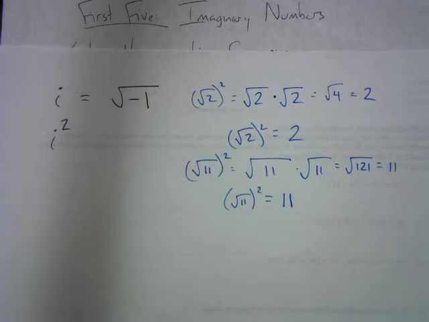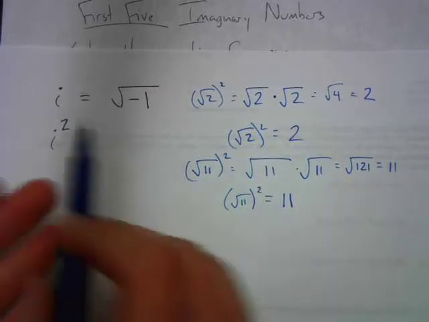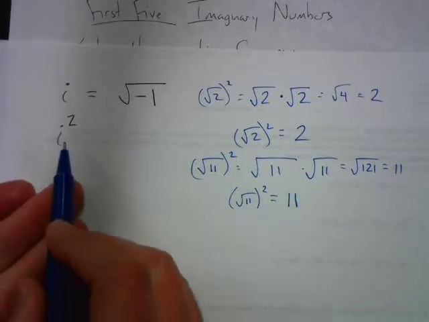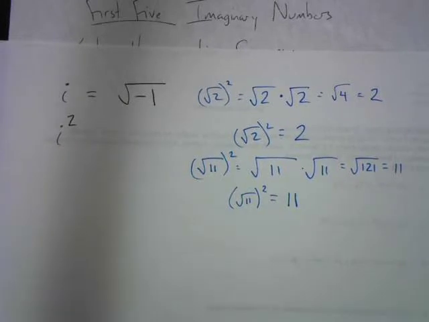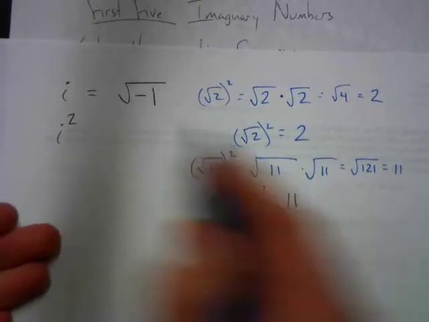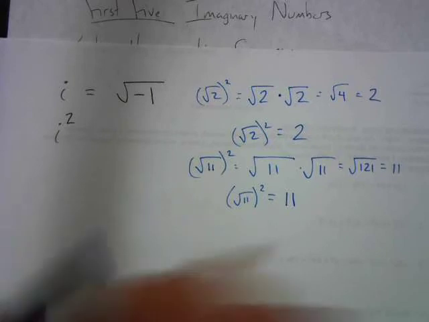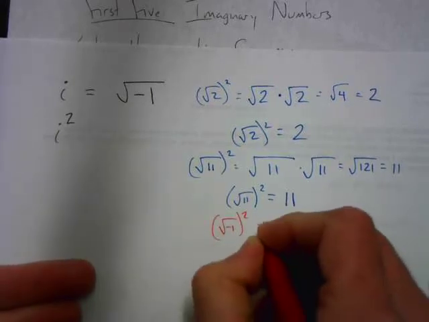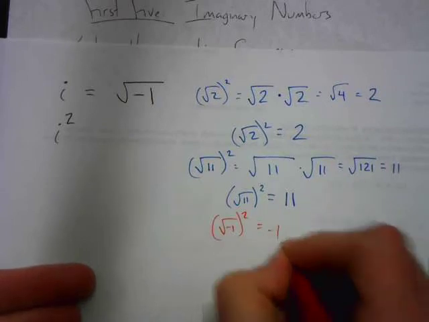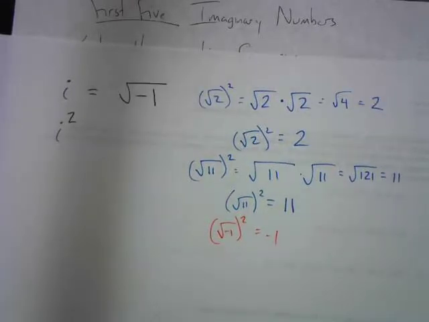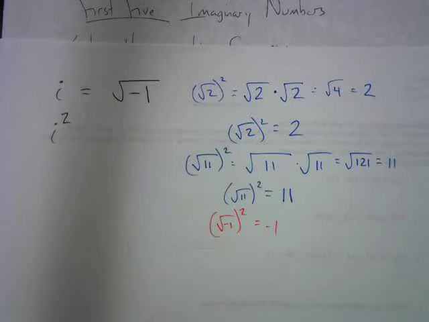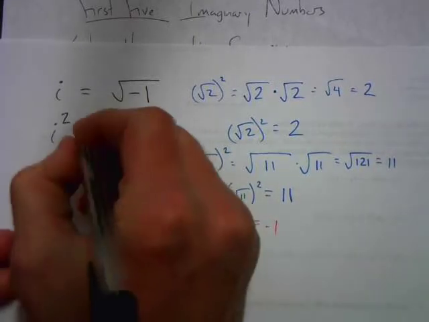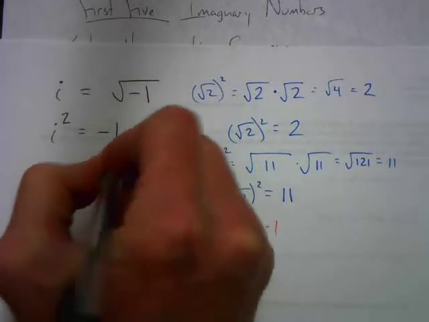All right, so what does that have to do with i squared? Now, if it's i squared, remember i is the square root of negative 1, so what is the square root of negative 1 squared? It's going to be equal to negative 1. Okay? Whoa, that's pretty interesting. So i squared is actually negative 1.